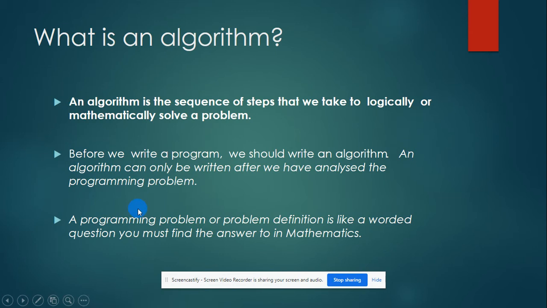So, what is a programming problem? Essentially, a programming problem, or problem definition, as it's also known, is like a worded question you must find the answer to in mathematics. So let's say, for example, you have a mathematical question: find the average of two numbers. That is a mathematical question. It is also what we call a problem definition or a programming problem. All right, people?